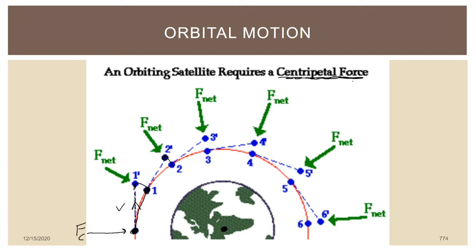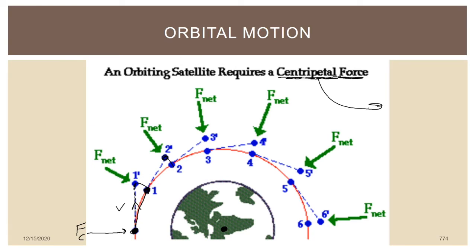This object, because it's moving in a circular path, has a centripetal force acting on it. And the only other question we have to ask is, and the reason we have to ask this question is because centripetal force is not a separate force. It's supplied by other forces. The only question we have to ask here is what force is supplying the centripetal force?